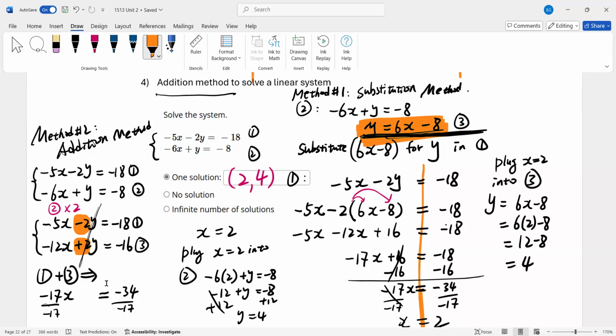Is that understandable, guys? Yes, I understand it. Okay, perfect. Yeah, very good. So through this problem, we understood both methods, right? Or you can just see them as two strategies to solve a system.